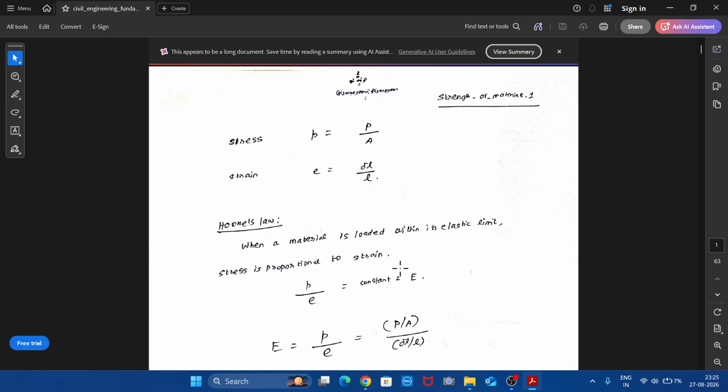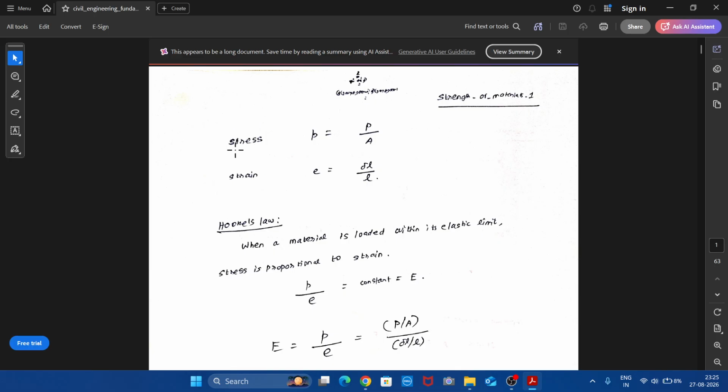In this lecture, we'll be learning some fundamentals of strength of materials. In the subsequent lectures, we'll be learning fundamentals of all civil engineering subjects. So, to start with, let us begin with stress.